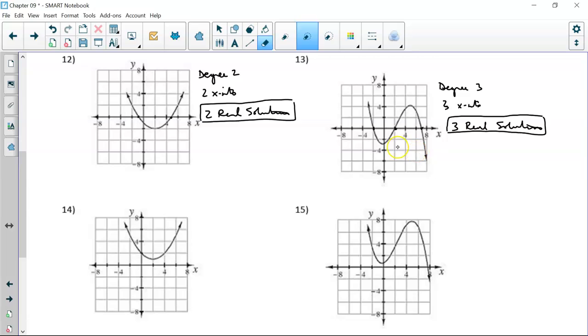For number 14, our degree is 2. So we should have 2 solutions, but there's no x-intercepts. Since there's no x-intercepts, that means there's no real solutions. That means there has to be 2 complex solutions or 2 imaginary solutions.